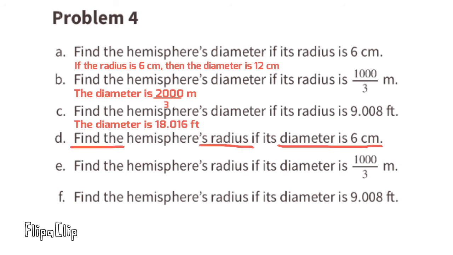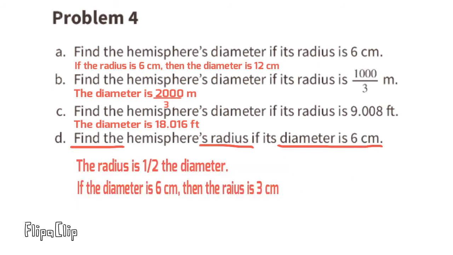D. Find the hemisphere's radius if its diameter is 6 centimeters. The radius is half the diameter. If the diameter is 6 centimeters, then the radius is 3 centimeters.